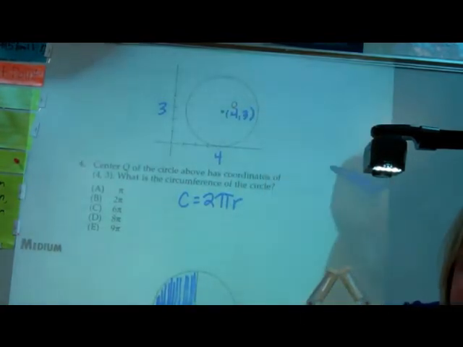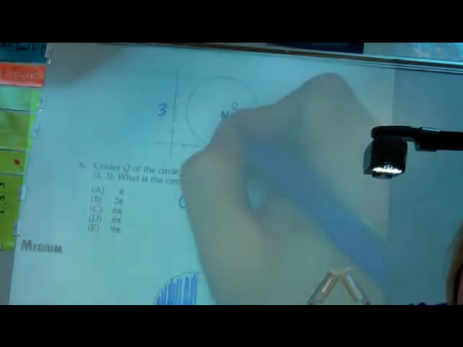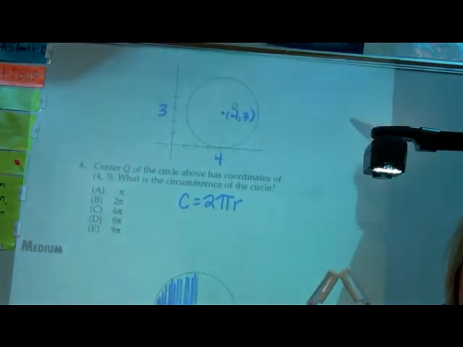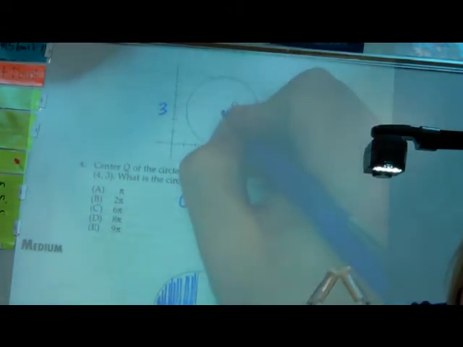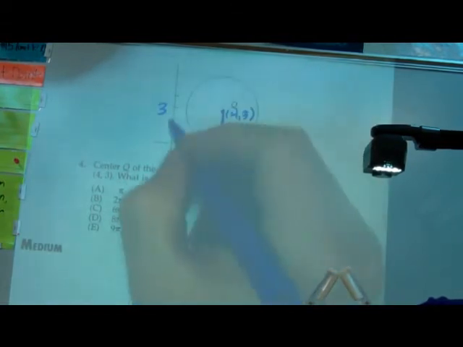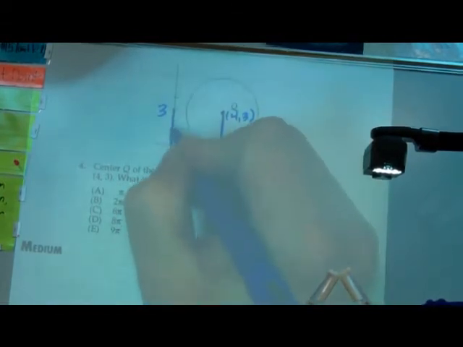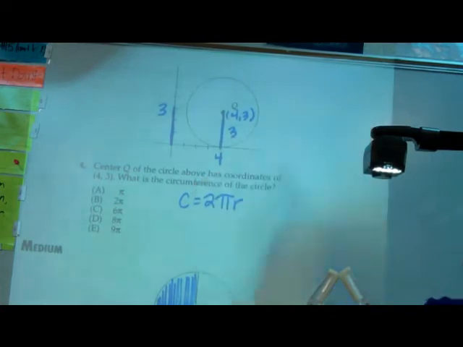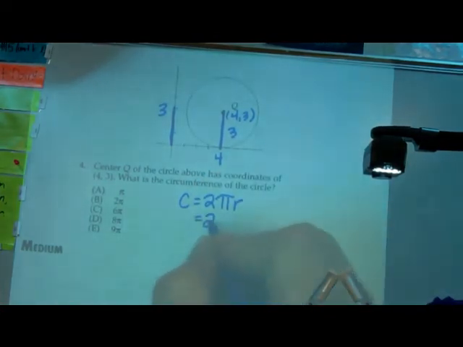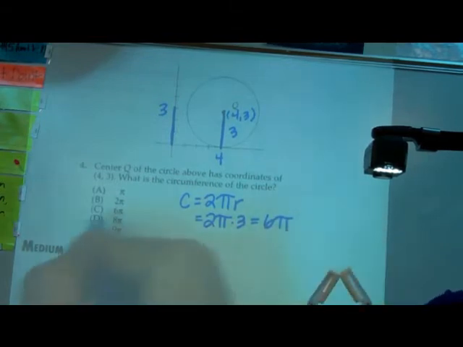So we need the radius. And the radius is the distance from the center to the edge of the circle. And the one that we can actually find would be this one, because we know that that is 3 units high. So the radius would be 3. So 2 pi times 3 would be 6 pi.